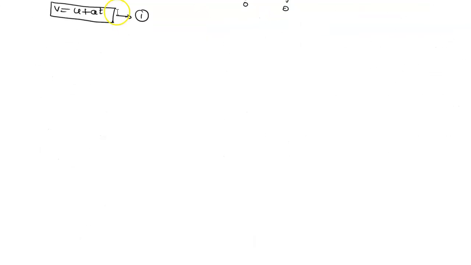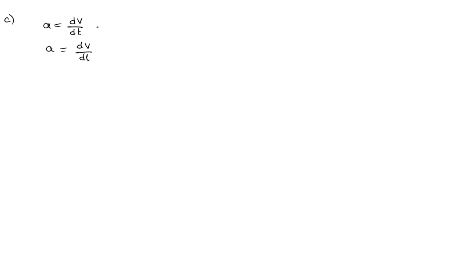Next we are going to discuss the third equation of motion. For the third equation of motion, by the definitions of velocity and acceleration, acceleration is equal to the rate of change of velocity, a is equal to dv by dt. Here, in the numerator and denominator, we multiply and divide by ds by ds.